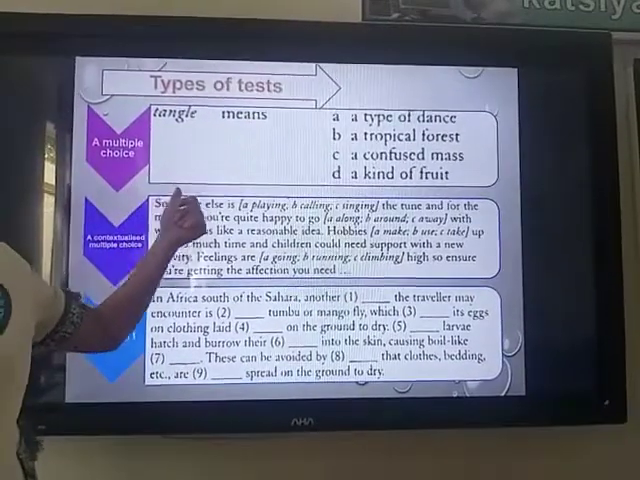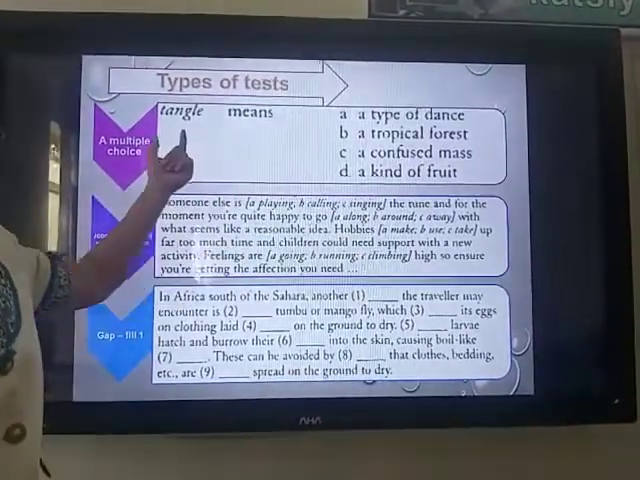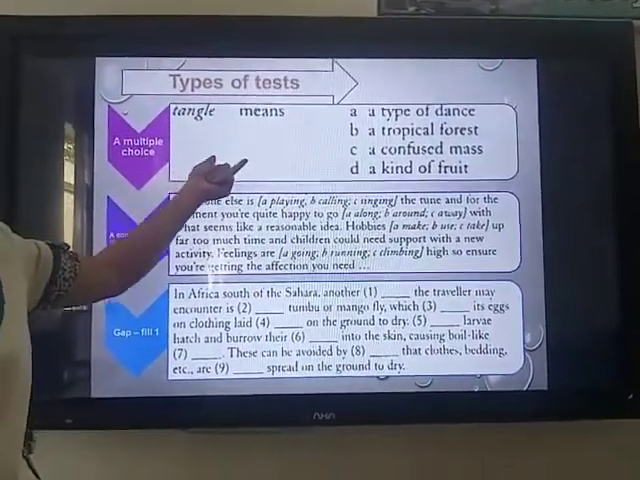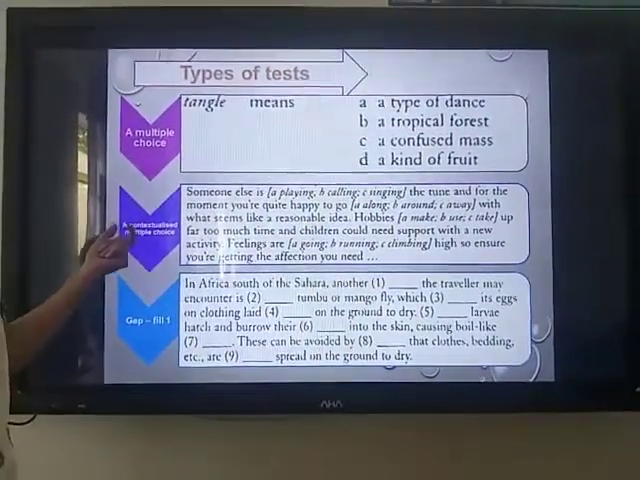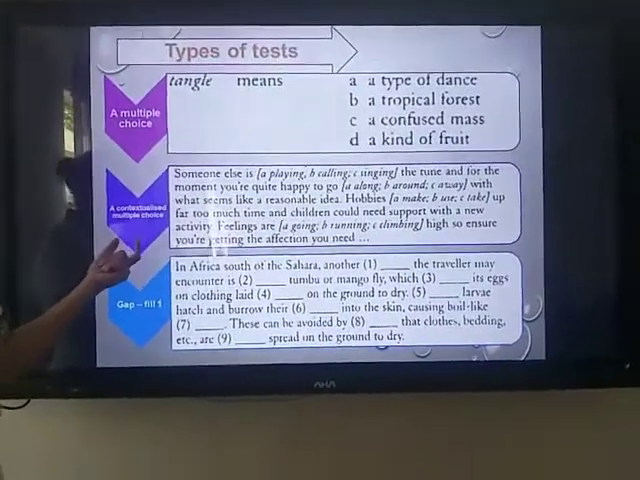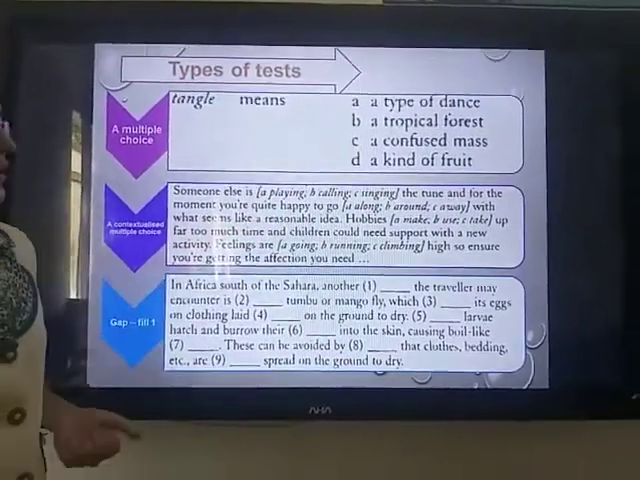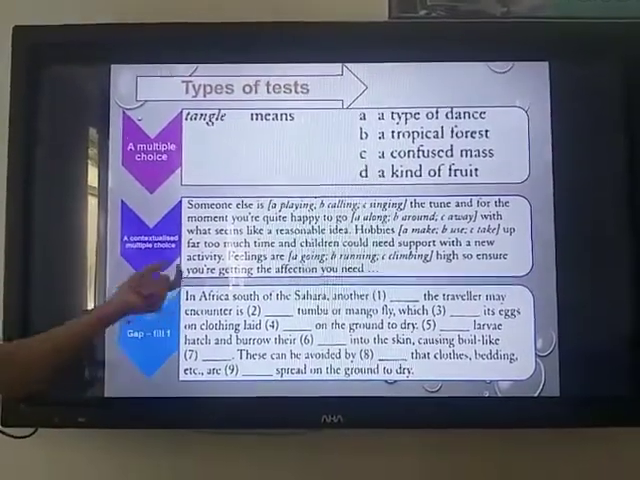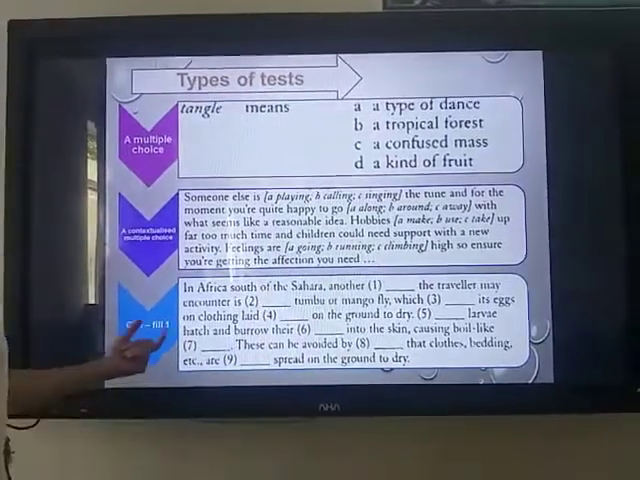Multiple choice. We can give only words. Tangle. What does tangle mean? And there are 4 given answers. The second one, a contextualized multiple choice. We are given a context and words. We must choose the appropriate word for the given context. Gap filling.